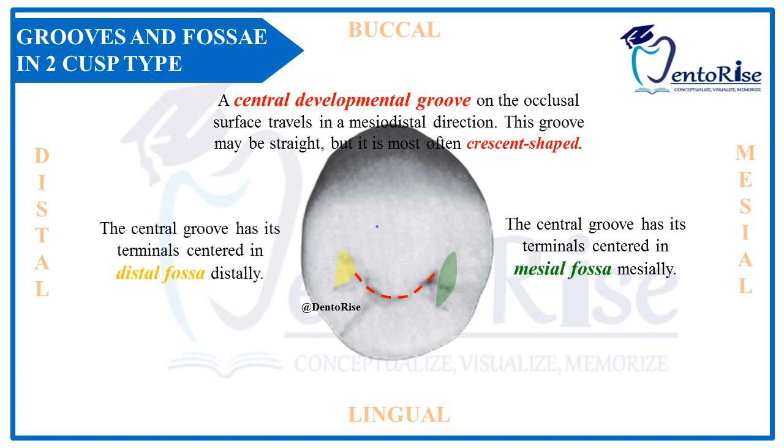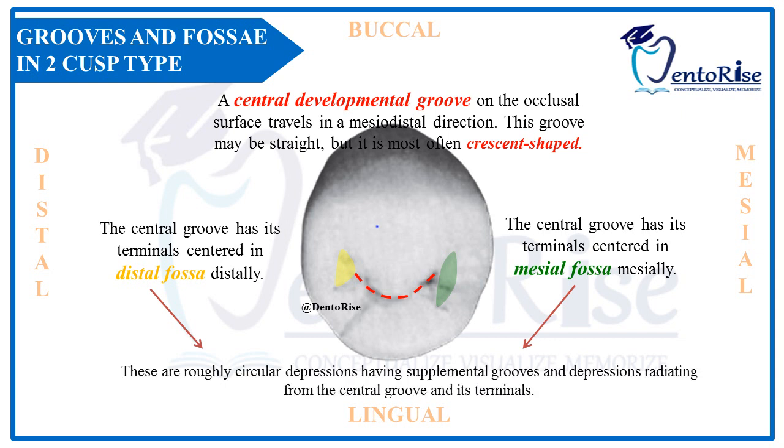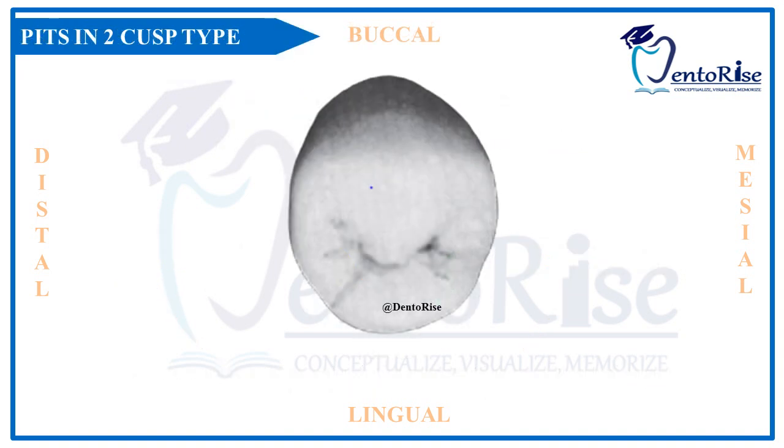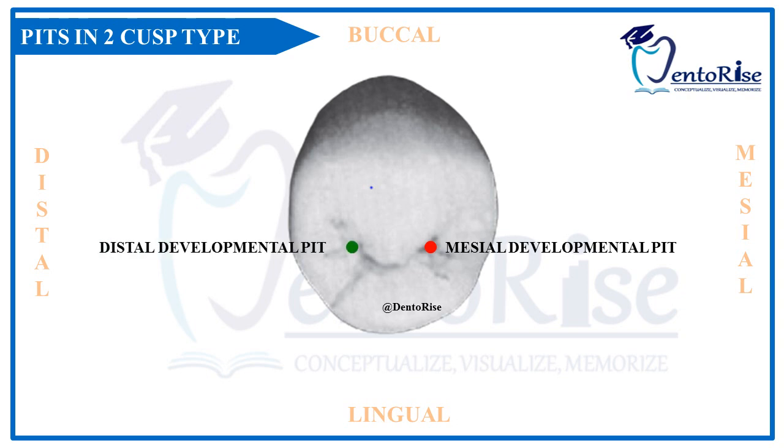It is to note that we are not calling it as mesial triangular fossa or distal triangular fossa because these fossas are roughly circular depressions. These are not triangular but these are circular. These fossas have supplemental grooves and depressions radiating from the central groove and its terminals. If we talk about the pits in a two-cusp type of tooth, we have two pits named as the mesial developmental pit and the distal developmental pit. These pits are centered in the mesial and the distal fossa.